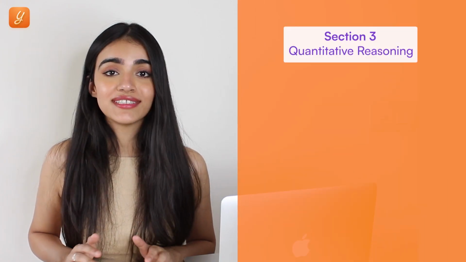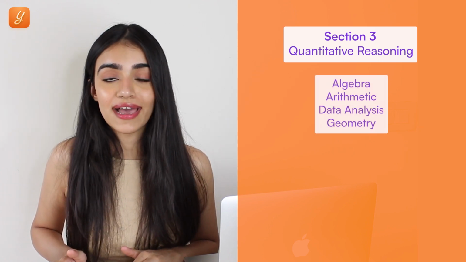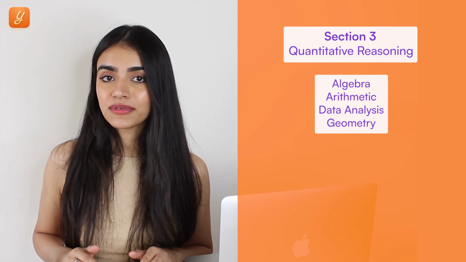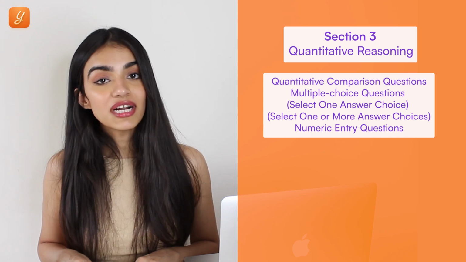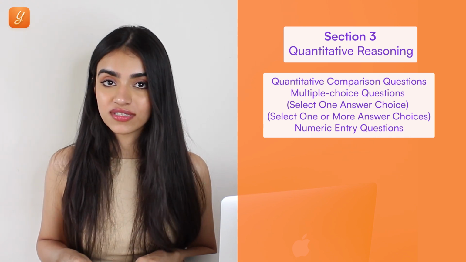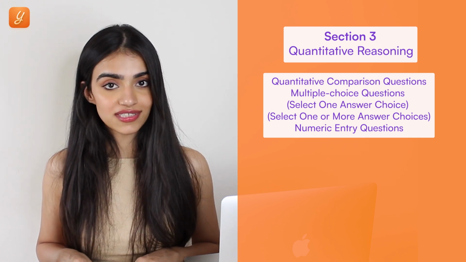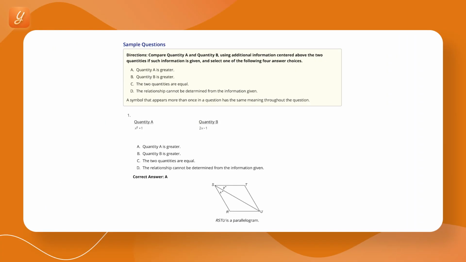The last section is the GRE quantitative reasoning, which includes mathematical subjects like algebra, arithmetic, data analysis, and geometry. The main components of this measure are quantitative comparison questions, multiple choice questions select one answer only, multiple choice questions select one or more correct answers, and numeric entry questions. A sample for the quantitative comparison section is displayed on your screen now.